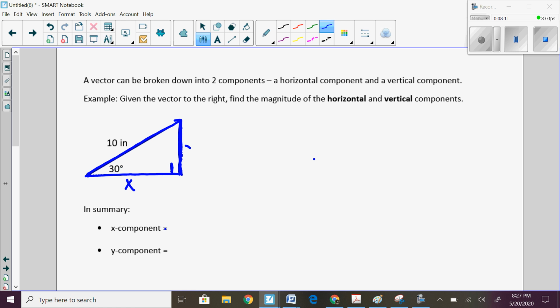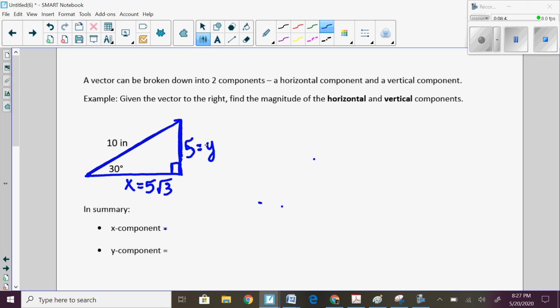Okay, so what we have here is, guess what, another right triangle. Okay, and this one, just because it happens to have that 30 degrees, happens to be a special right triangle. So you don't even need to do anything. You should know 10 divided by 2 is 5, and this side over here is 5 times the square root of 3. Okay, that doesn't always happen. It's just because this is a special right triangle.